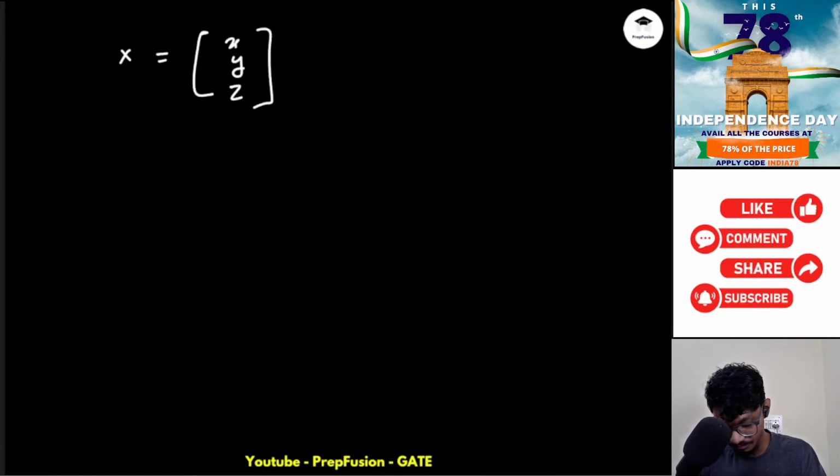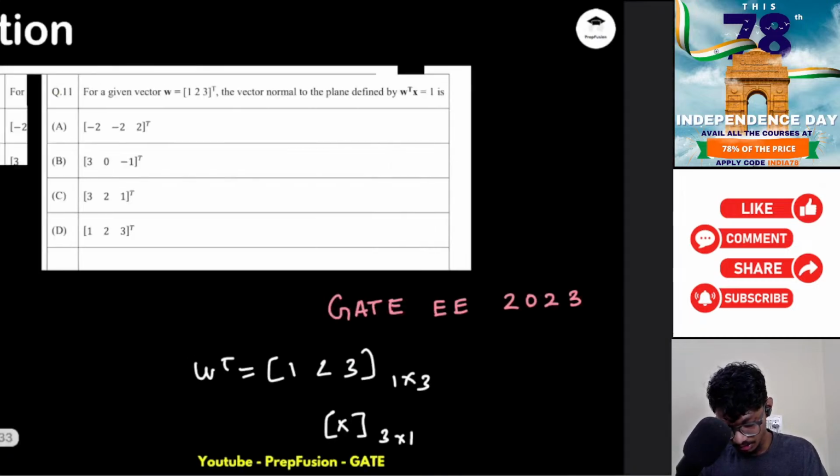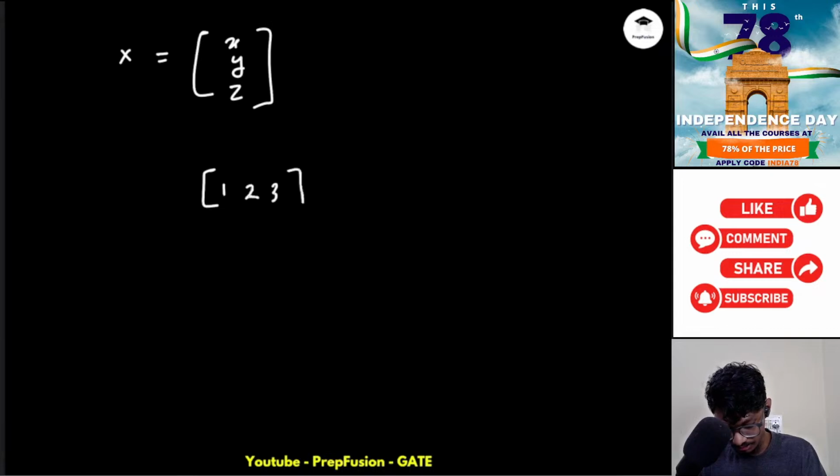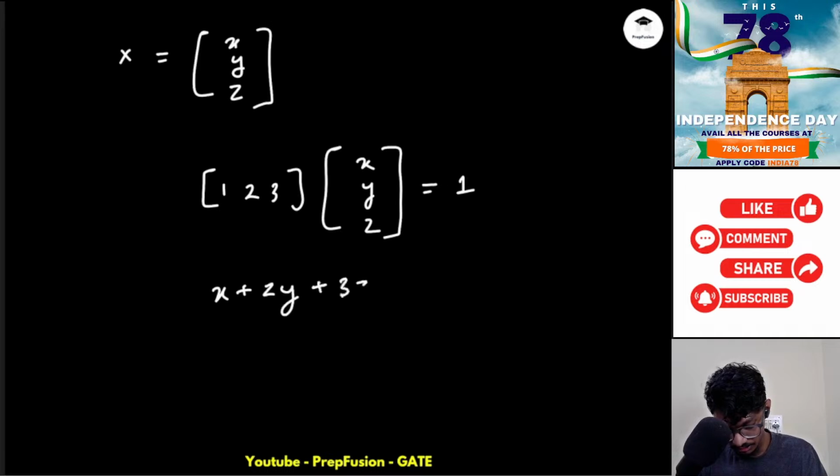Okay, so how can I define the plane? The plane will be defined something like this: w transpose is 1 2 3 into x y z equals 1. So x plus 2y plus 3z equals 1. Okay, so x plus 2y plus 3z equals 1. This is the equation of the plane.